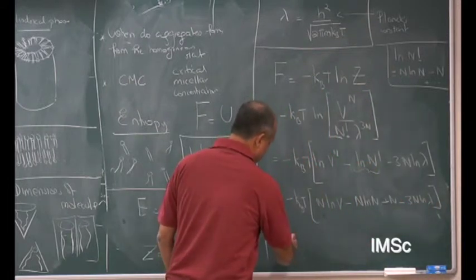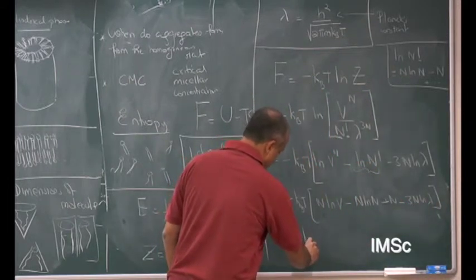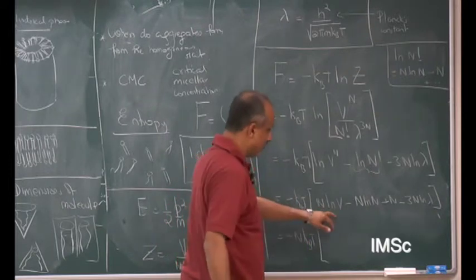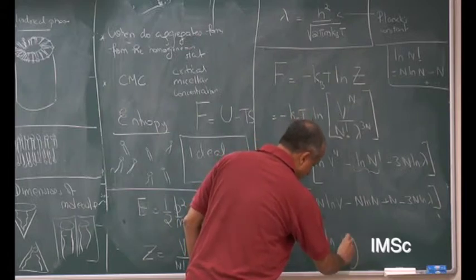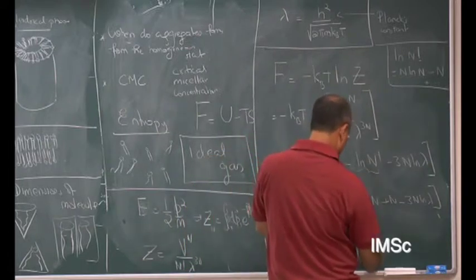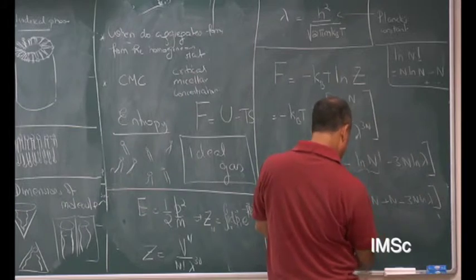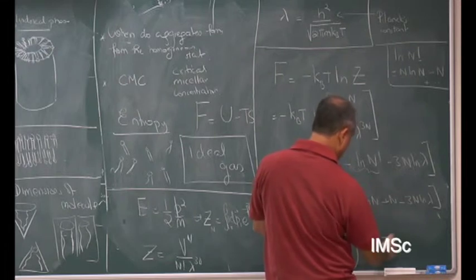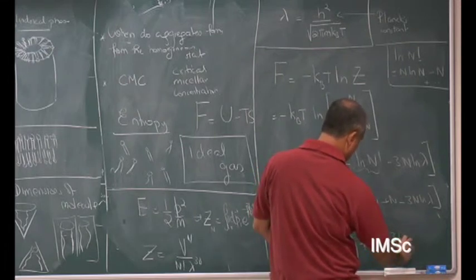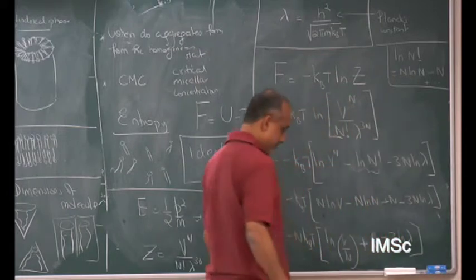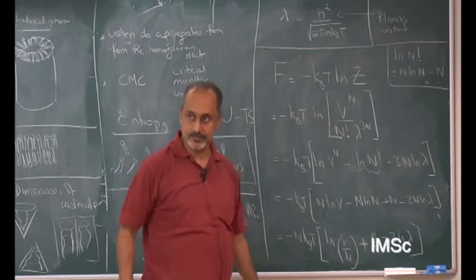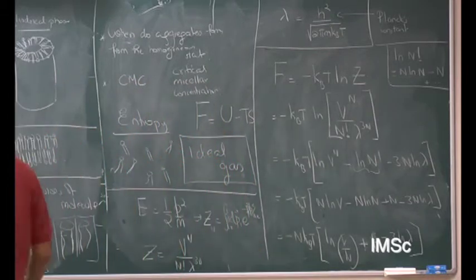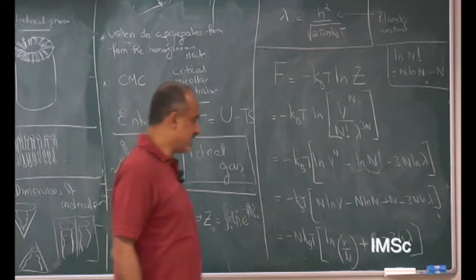Now I can pull N out and write this as minus N kBT, and then I have a log V and a log N here. So I have a log of V divided by N here, and then I have a term that looks like plus 1, because I pulled the N out, minus 3 log of lambda. And V divided by N is the inverse density. The number of particles per unit volume is N divided by V.